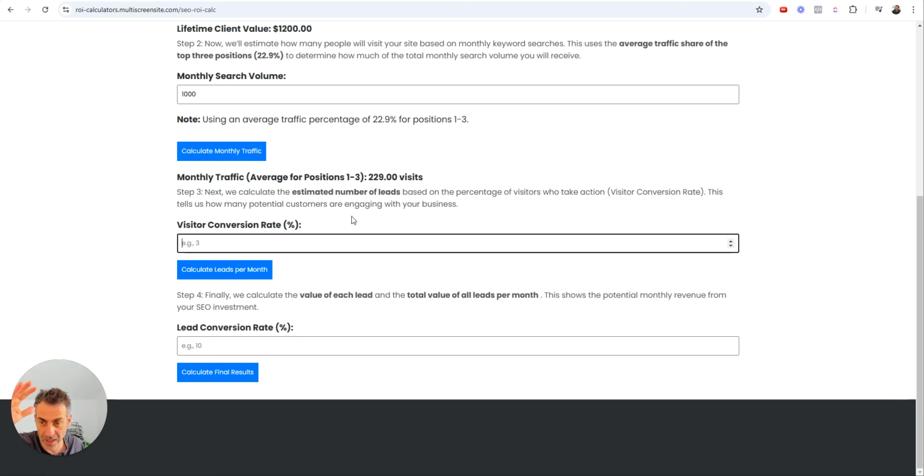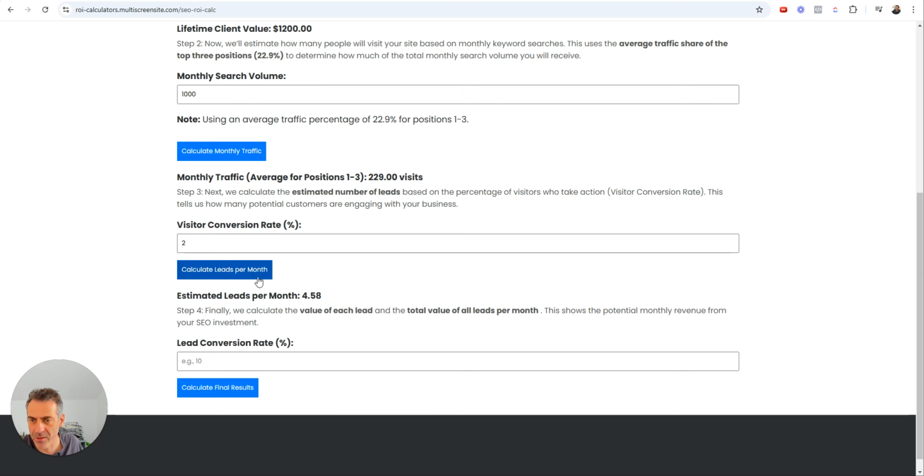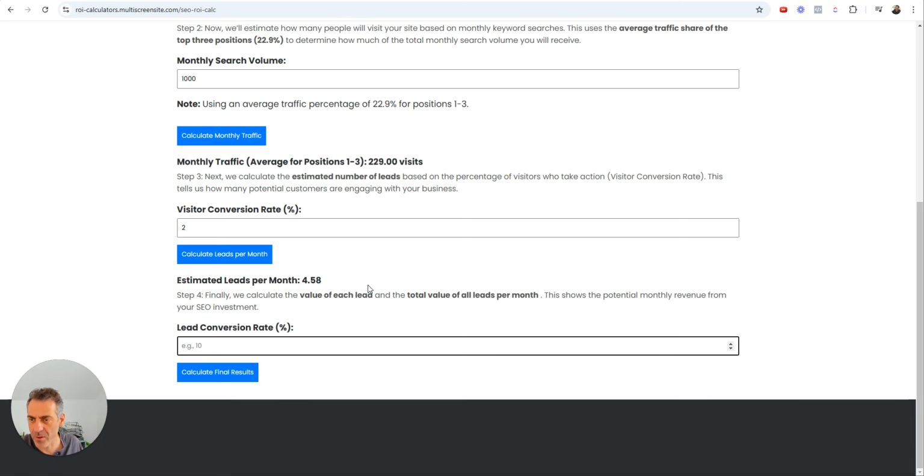is 8 to 10%. Most small businesses that need your help will be around 1.5 to 2%. If it's horrible, it's 1. Okay? So 2% conversion rate, meaning from every 229 visitors we send to the website, we get 4.58 leads. Okay? And then leads conversion.